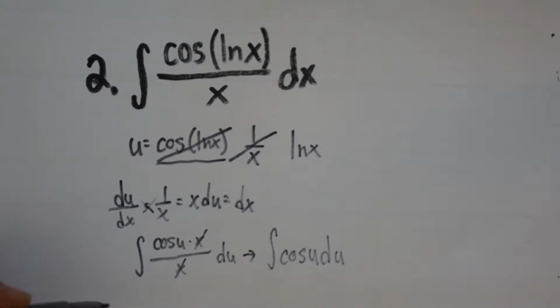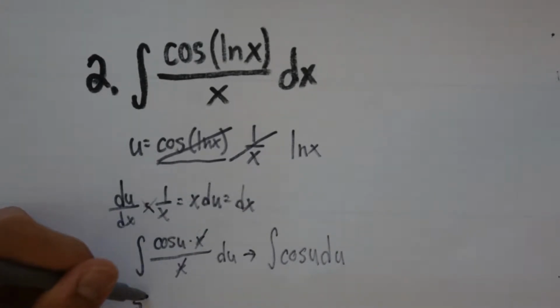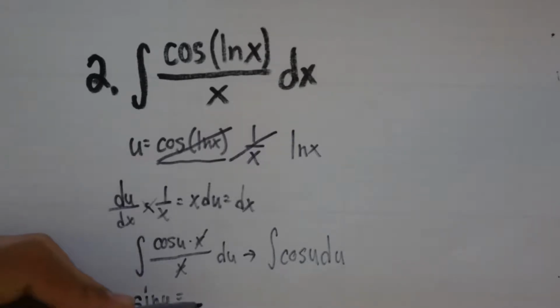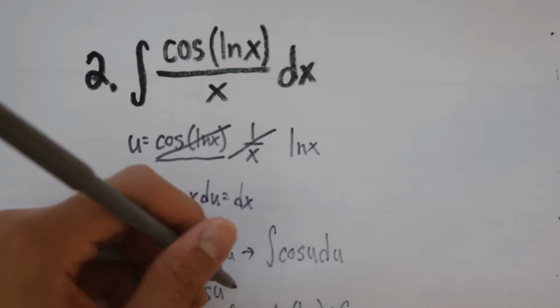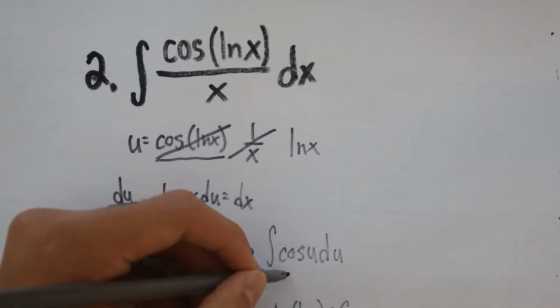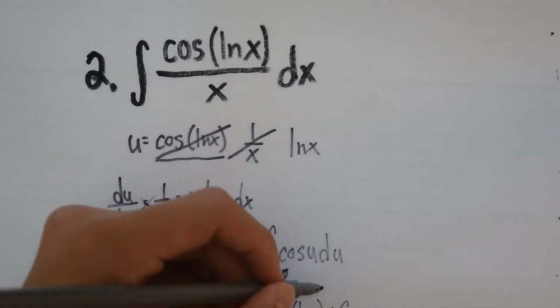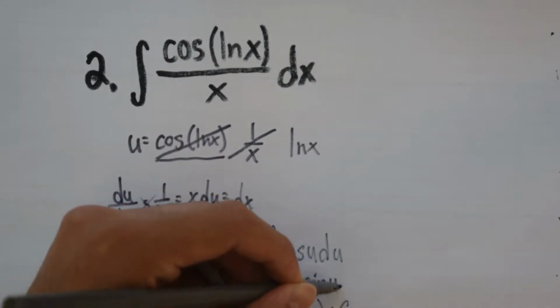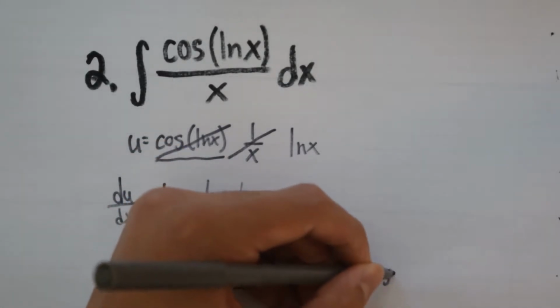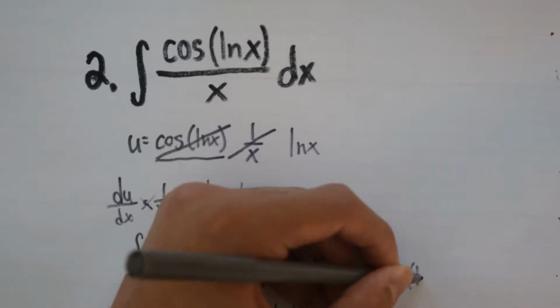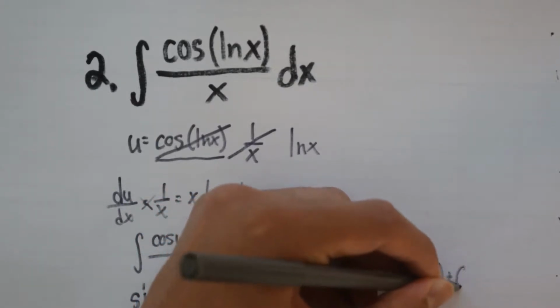What we do now is we see that sine u, when you find the derivative of it, turns into cosine u. So seeing that the derivative of sine u is cosine u, that means our final integral will be sine u plus c, and then we plug in ln x for u, so our final integral is sine ln of x plus c, and there we go.